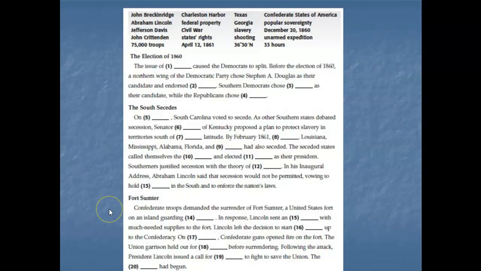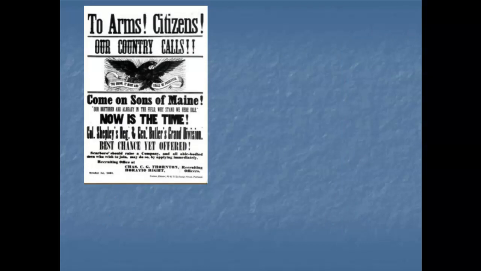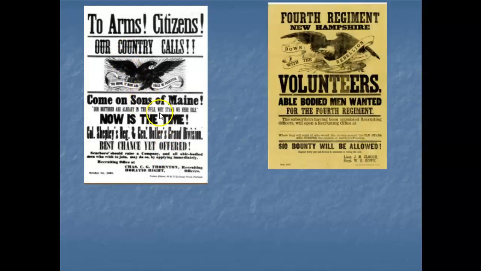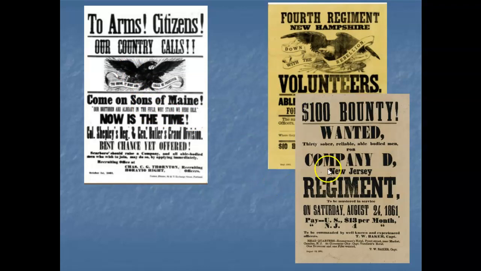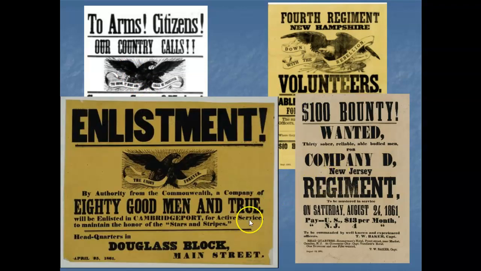So let's finish things up here. Following the attack, President Lincoln calls for 75,000 troops to fight to save the Union. They're supposed to only serve for about 90 days. So what you have next are all these various ads that go up throughout the North to basically encourage people to sign up. Here you can see this is from Maine. I'm trying to think where that is, New Hampshire. Okay, you can see New Jersey. This one, I'm not really sure. But the idea is you can see this is what happens next.